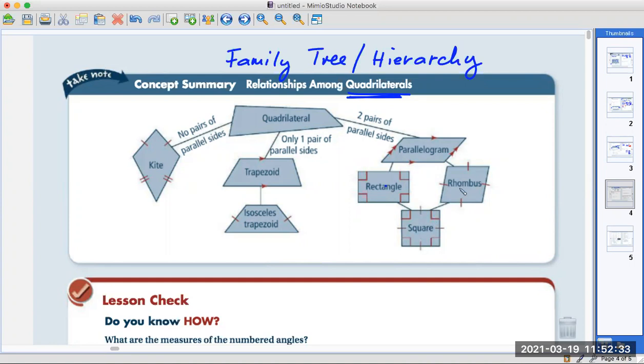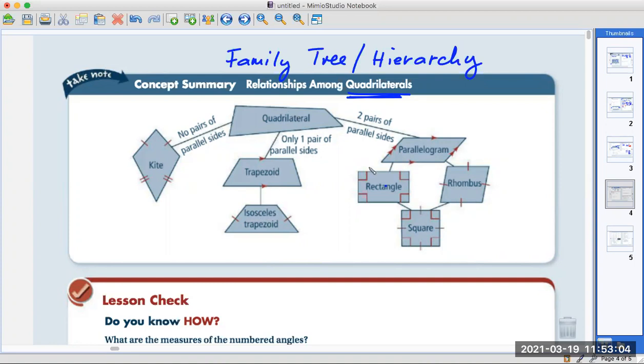A square is also a rhombus. It has the very same properties as a rhombus, but it doesn't go backwards. A rhombus is not a square. A square is also a parallelogram, so you work your way up. It has all the same properties that we learned about parallelograms, but it doesn't work the other way. A parallelogram is not a square. And all of them are quadrilaterals.